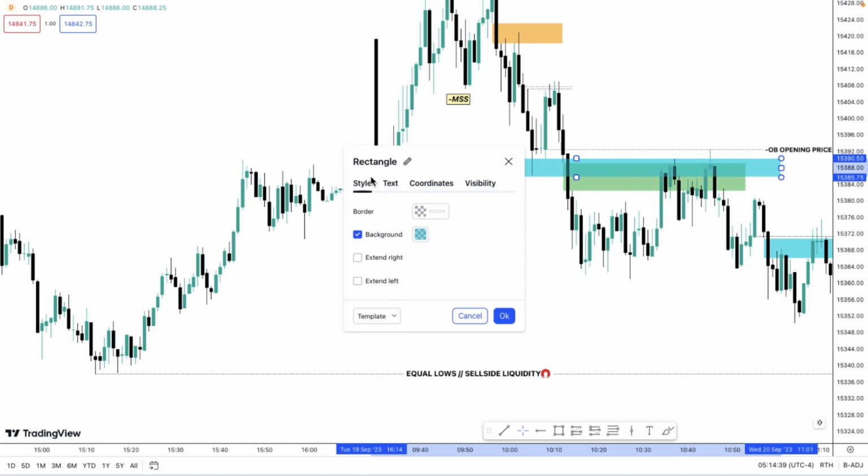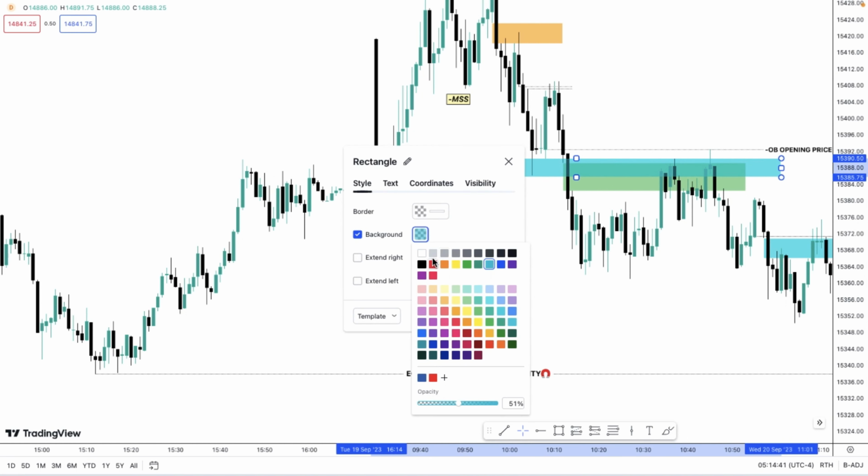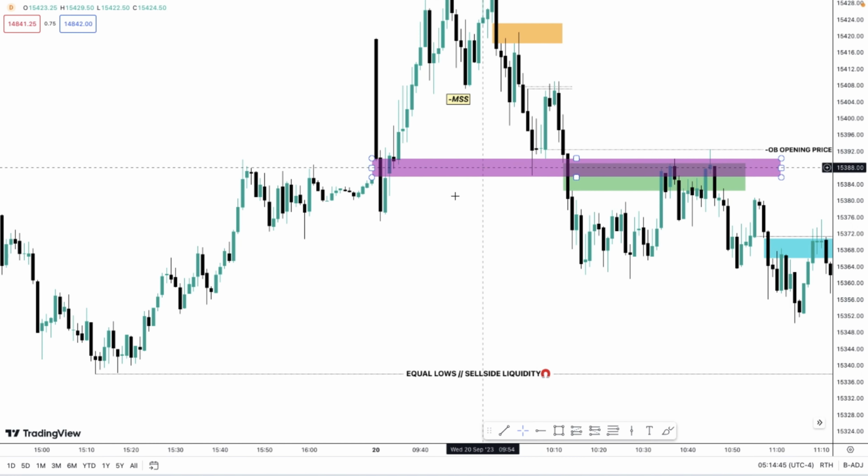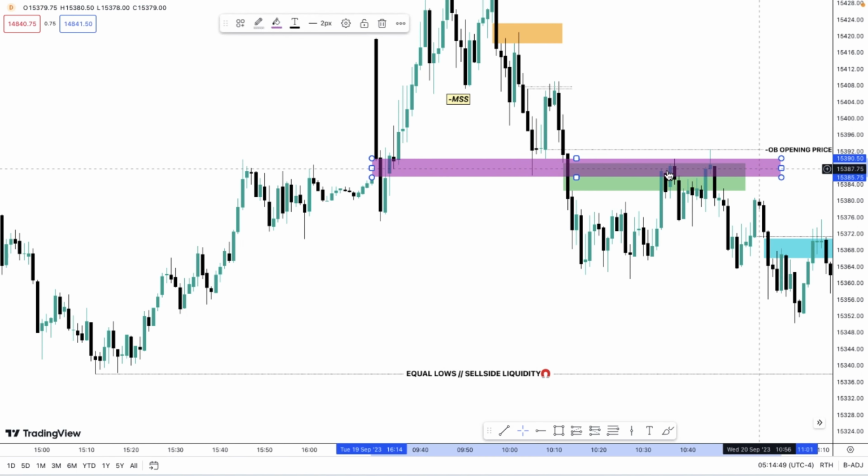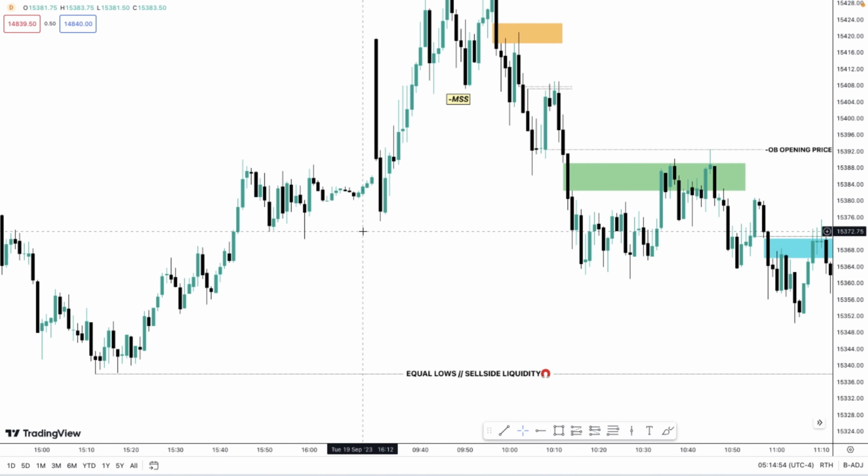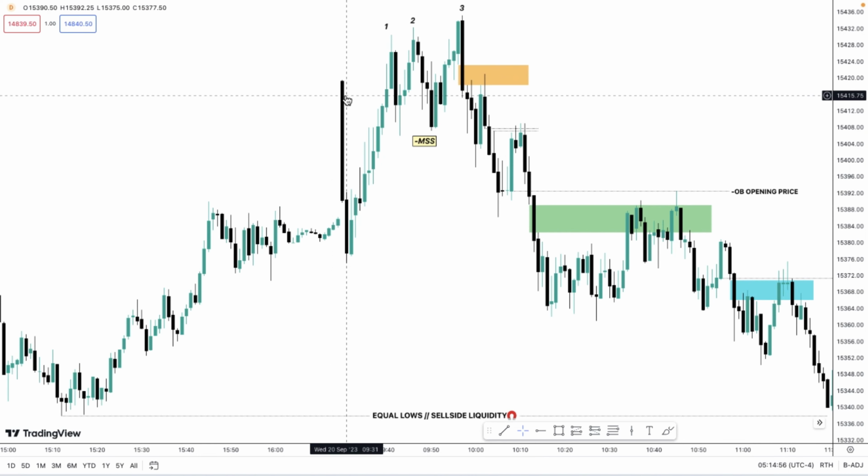Let me just use a different color for this. We have this new day opening gap, and you can see price trading back to it. But for the sake of simplicity, I'm gonna remove it. So you can see price opening at 9:30, immediately filling the gap, and then breaking higher.